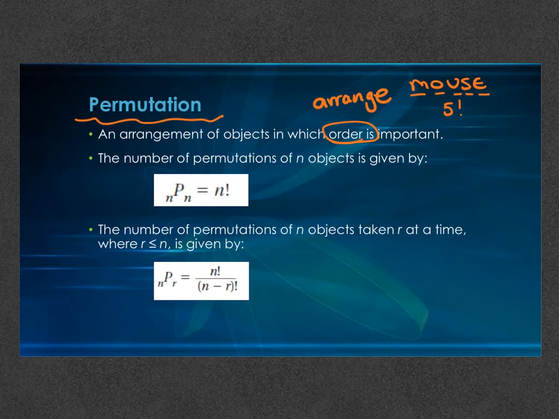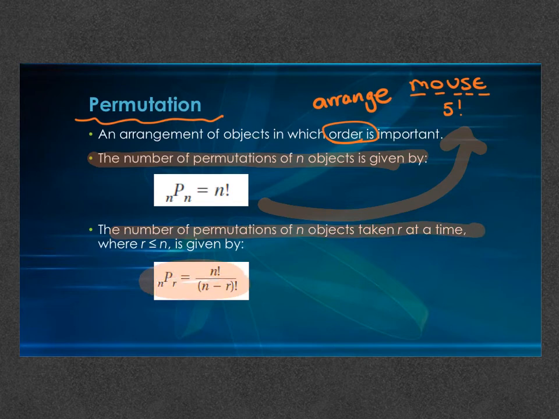Those are permutations. The second thing here says the number of permutations of n objects taken r at a time. So now let's say I had 10 items and I only wanted you to put 5 on the shelf. So from that group of 10, how can I arrange 5 of them? And that's where this little formula comes in. This is what I'm talking about now.